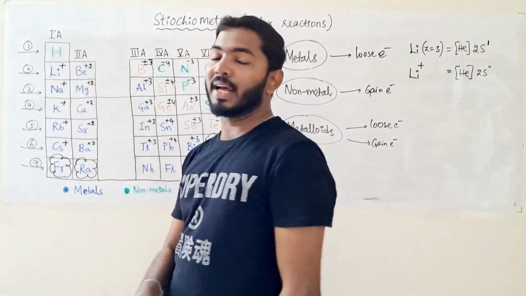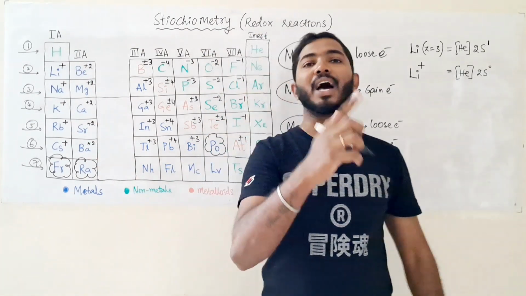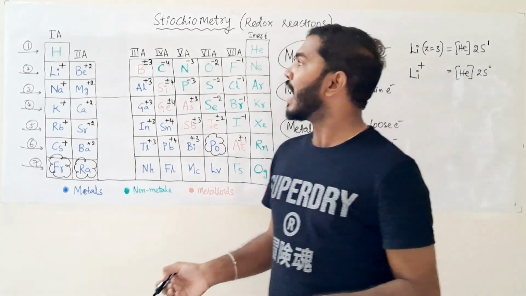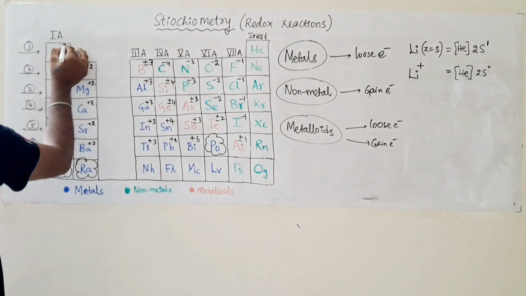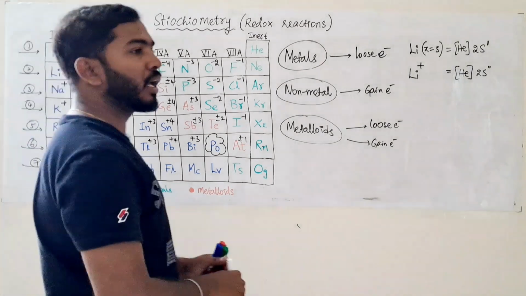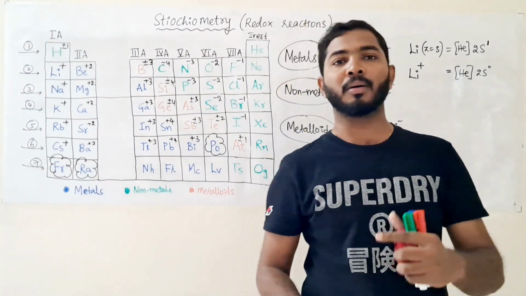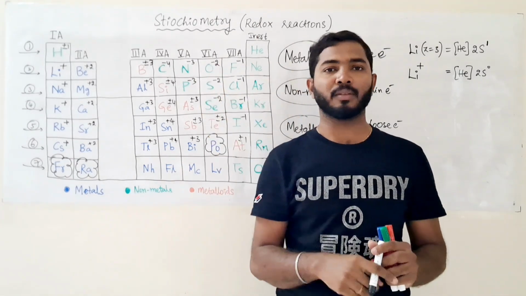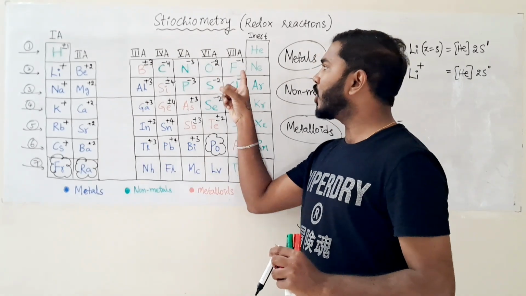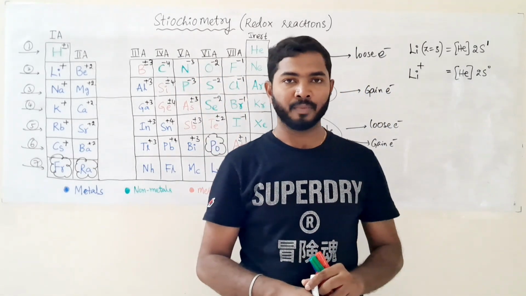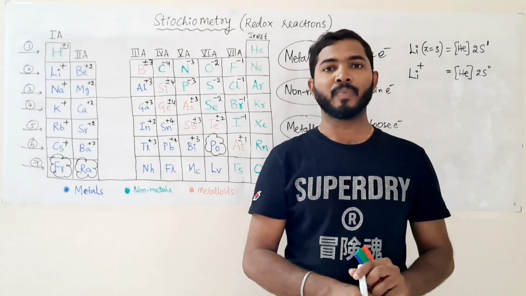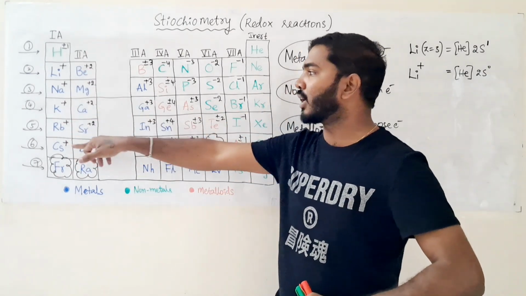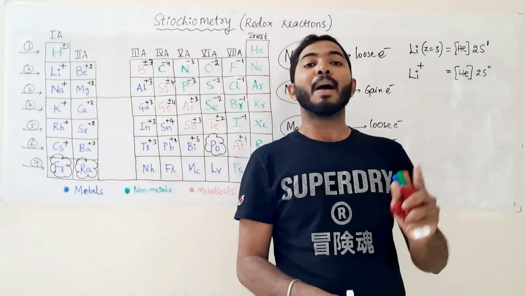Let us now talk about that. Hydrogen actually has two charges. The possible charges for hydrogen are +1 and -1. So when does hydrogen show +1 and when does hydrogen show -1? When hydrogen is combined with any of the non-metals, then hydrogen is going to show +1. When hydrogen is going to combine with any of the metals, then hydrogen is going to show -1.